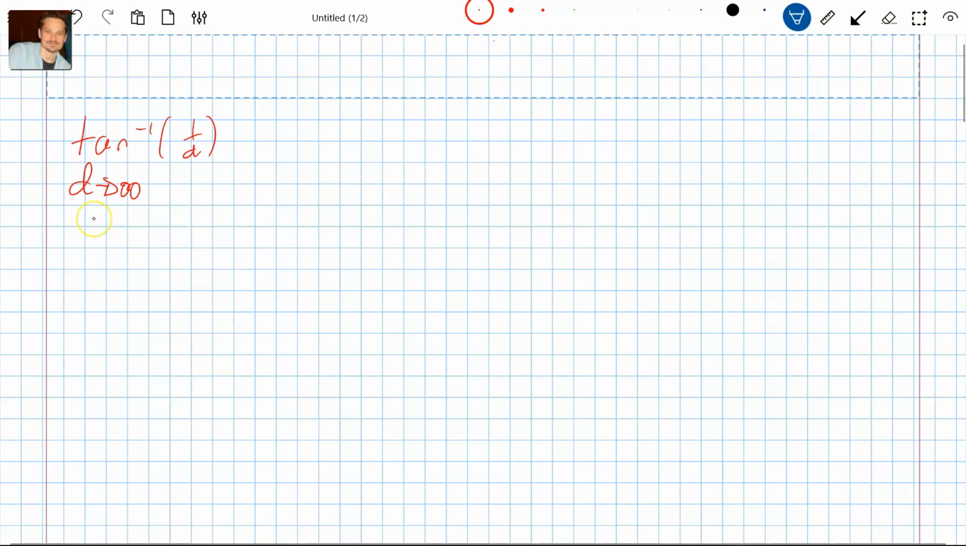So first what I'm going to do is use variable substitution. I'm going to set u equal to 1 over d. And then instead of writing tan inverse of 1 over d, I might say just tan inverse of u.